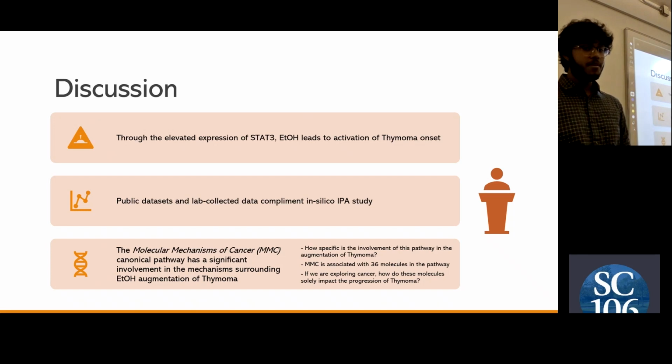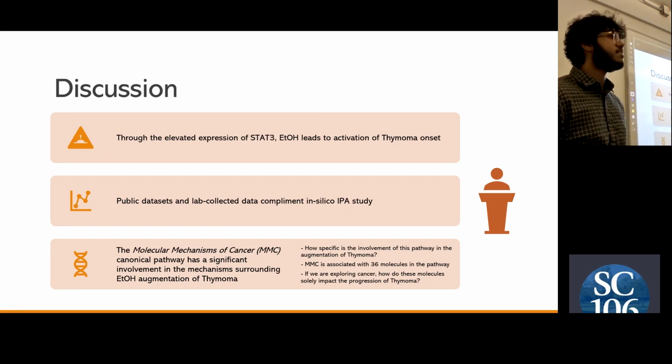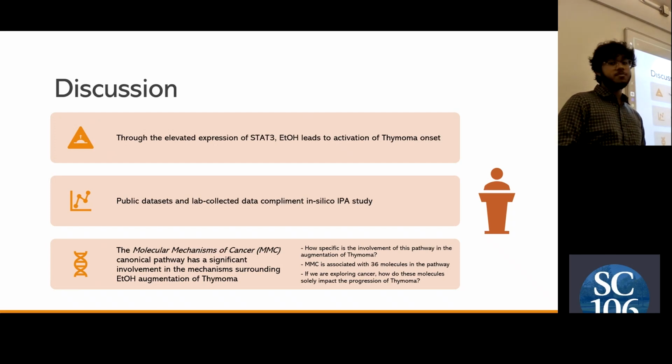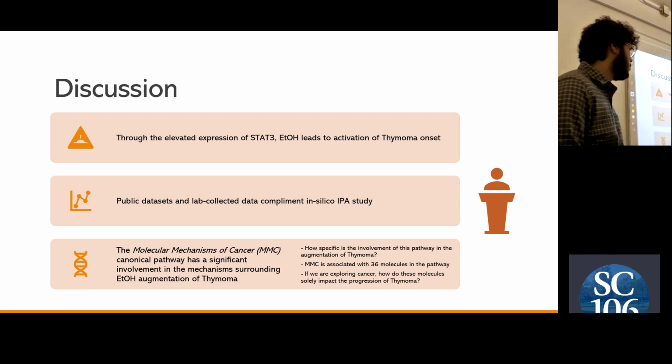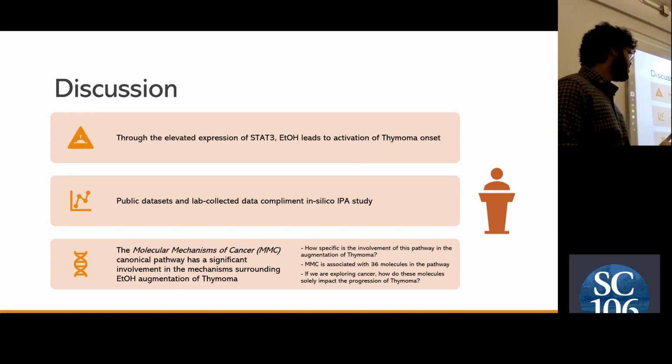The molecular mechanisms of cancer canonical pathway has a significant involvement in the mechanisms surrounding the ethanol augmentation of thymoma. So my next questions are, how specific is the involvement of this pathway in the augmentation of thymoma? And if we are exploring cancer, how do the molecules associated with MMC solely impact progression of thymoma?